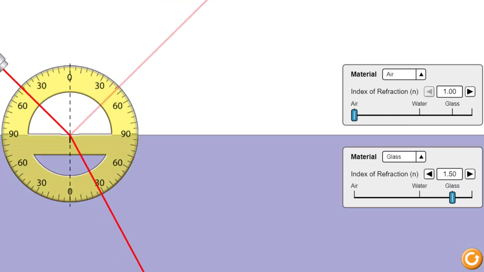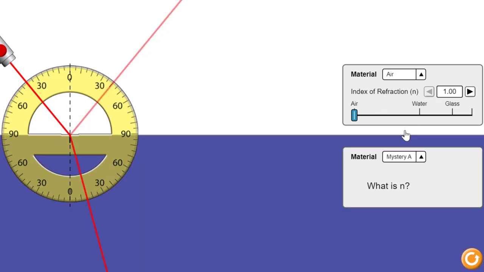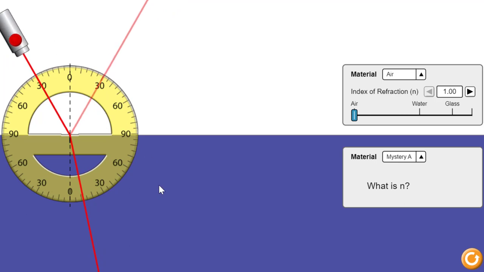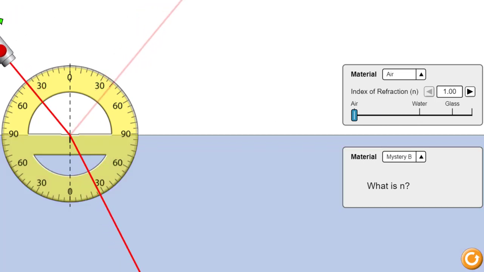Problem number 2, we're going into glass, coming in at 40 degrees. To the nearest whole number, what angle is it reflected at? What angle will it be refracted at? Remember, use Snell's law. That index of refraction is 1.50. Problem number 3, we're coming in at 30 degrees. What is the index of refraction calculated for mystery A? And problem number 4, we're coming in at 40 degrees. It refracts. What's the index of refraction of mystery B?